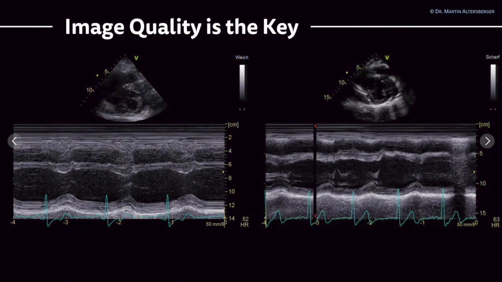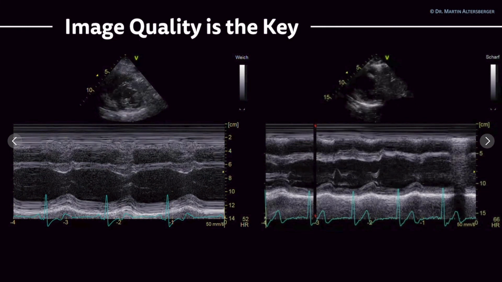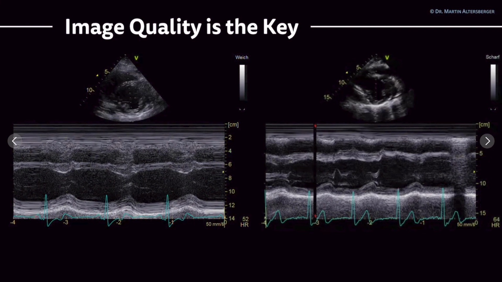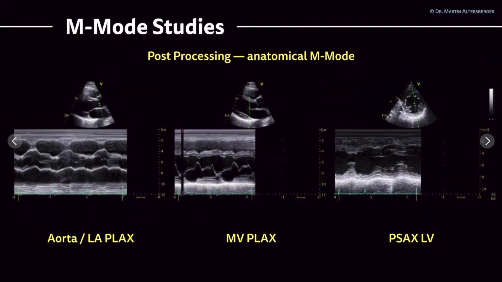For M-mode, as in many views or measurements in echocardiography or in ultrasound overall, image quality is simply the key. So if you have optimal image quality, your images will be very good. If you have a reduction in image quality or artifacts, or the lung just shadowing your field of view, you will have a reduction in image quality and also a reduction in quality in your measurements. So always be aware of that and try to focus on the optimal B-mode image. Overall, you can perform several M-mode studies.